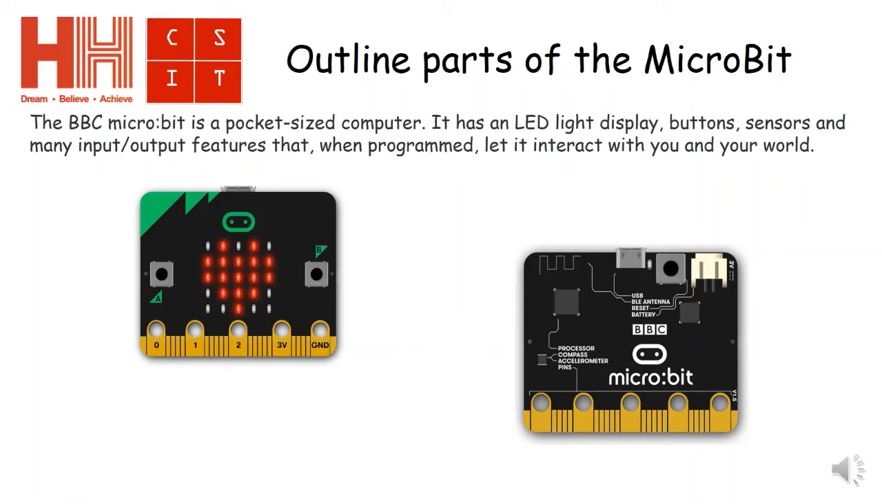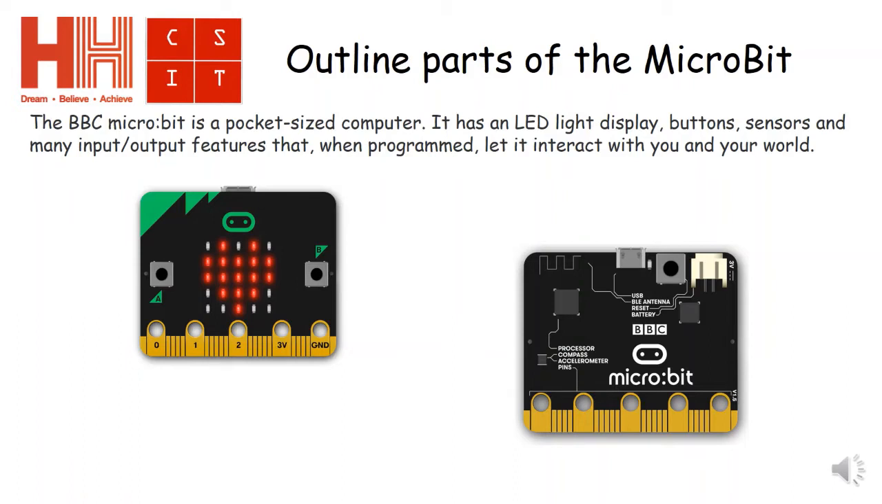We're now going to outline parts of the microbit. Now you might be wondering what the microbit is. And in fact, it's a pocket-sized computer. It's what we're going to be using to practice coding. Now it has LED light displays, buttons, sensors, and many input and output features that, when programmed, let it interact with you and your world.